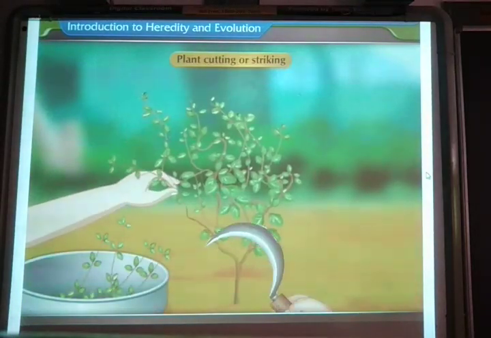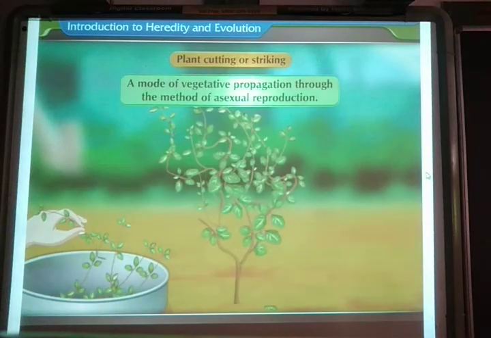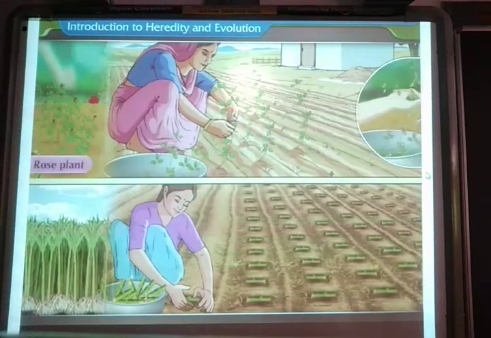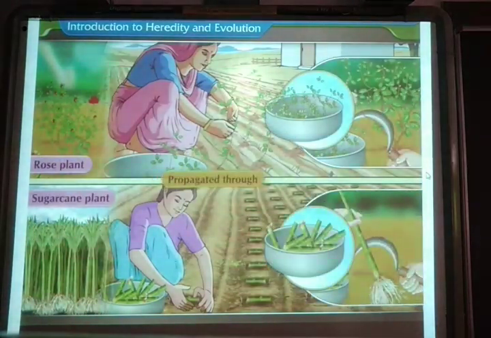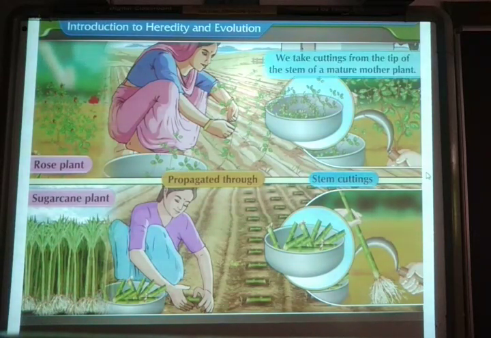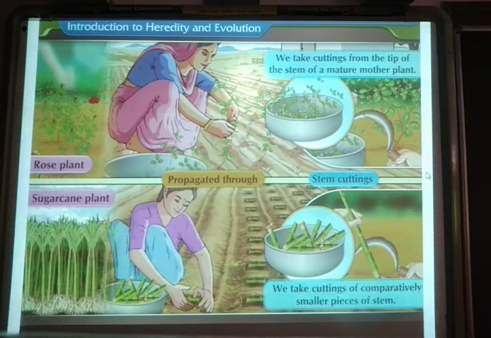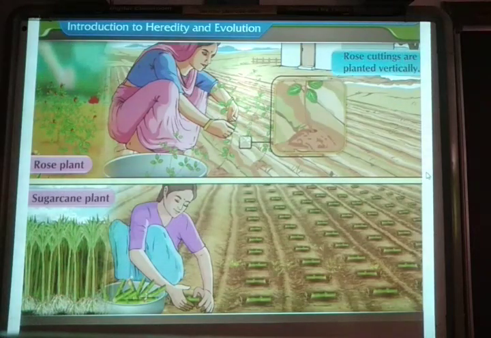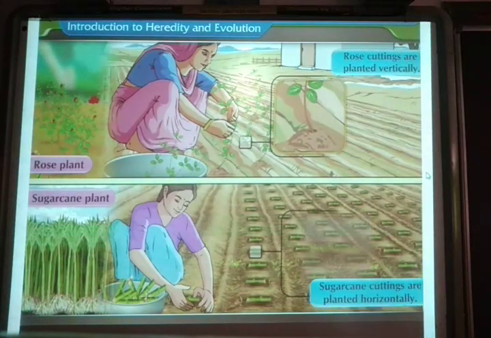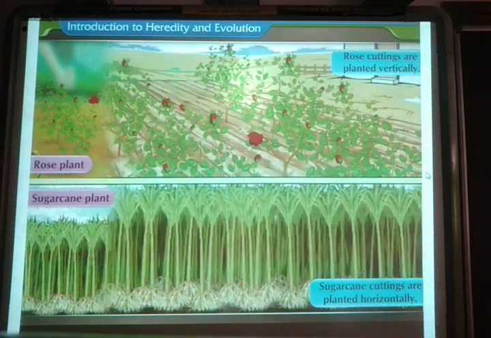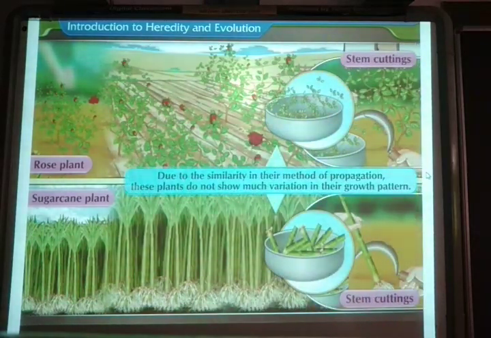Plant cutting, also known as striking, is a mode of vegetatively propagating plants through the method of asexual reproduction. The rose plant and the sugarcane plant both can be propagated through stem cuttings. In the case of rose, we take cuttings from the tip of the stem of a mature mother plant, while in the case of sugarcane, we take cuttings of comparatively smaller pieces of stem. The rose cuttings are planted vertically, while the sugarcane cuttings are planted horizontally. Due to the similarity in their method of propagation, these plants do not show much variation in their growth pattern.